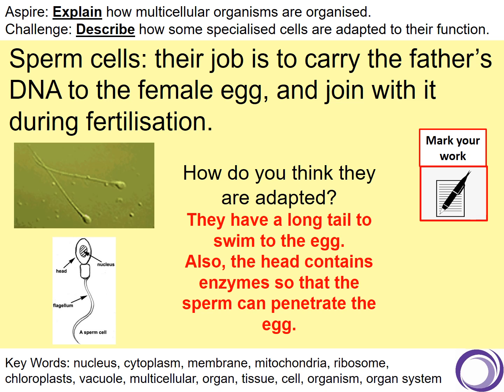Right, so hopefully the thing that everybody has written down is that the sperm's adaptation is that it has a long tail, and that enables the sperm to be able to swim towards the egg. Also, from prior learning, some of you may be able to remember that the head of the sperm contains enzymes. And this is a special substance that enables the sperm to penetrate the egg and for fertilization then to occur.